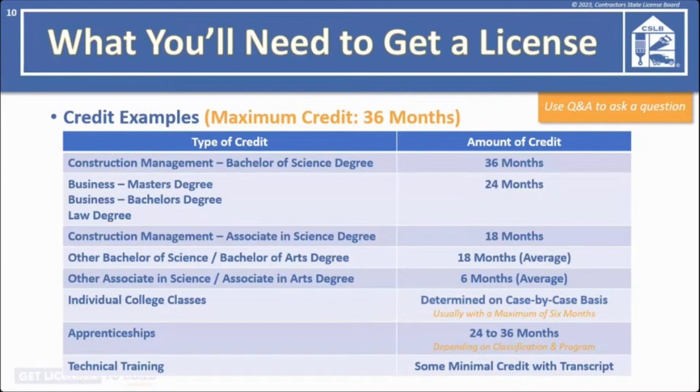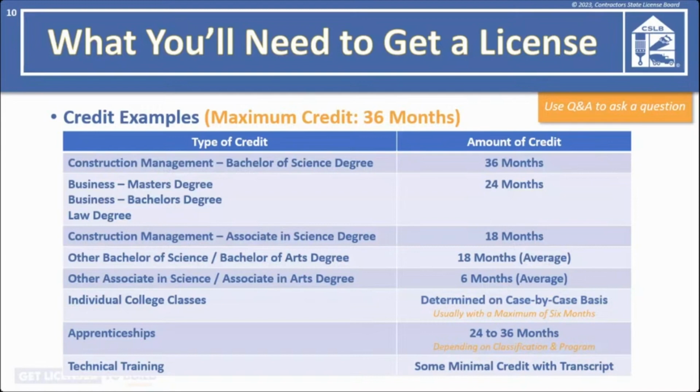The most education credit you can get is for a Bachelor of Science degree in construction management. That degree will get you the full 36 months of credit. Next is a master's or bachelor's degree in business or a law degree. Any one of those will get you 24 months of credit.